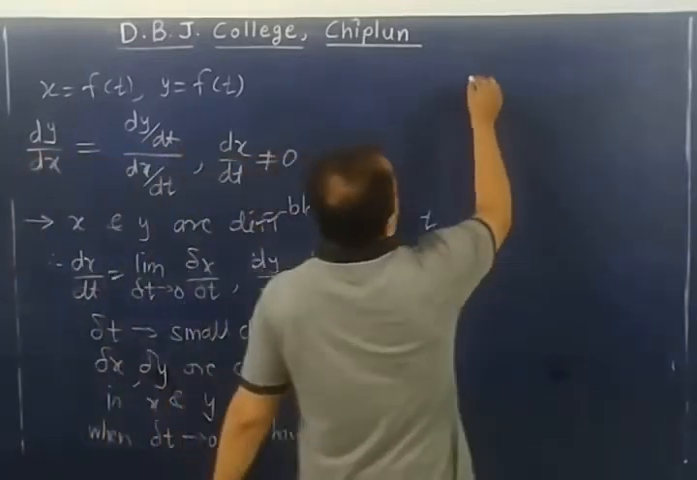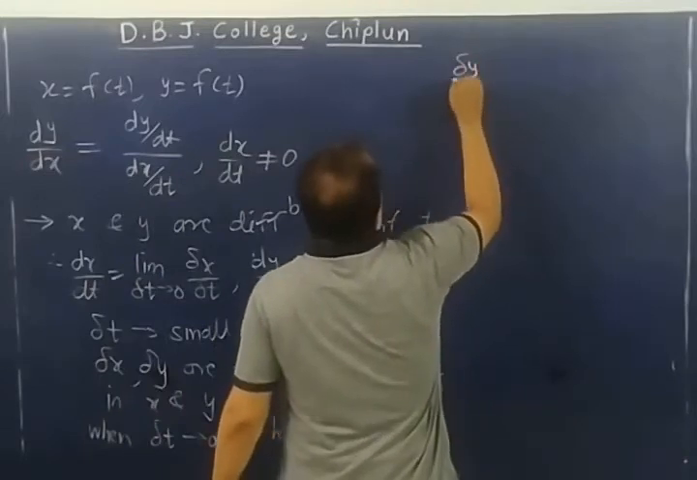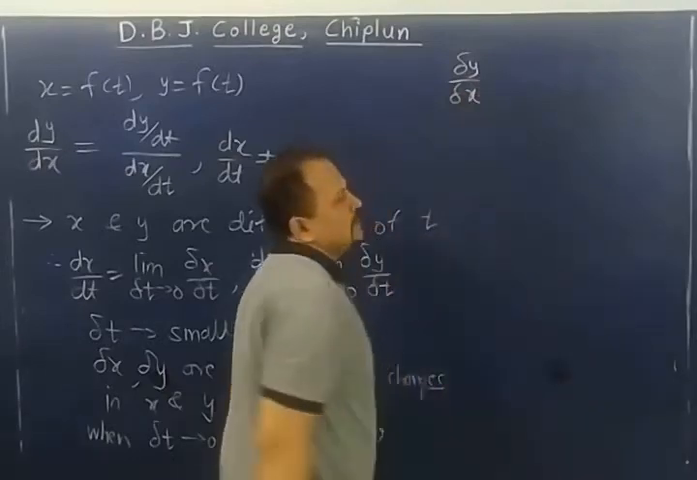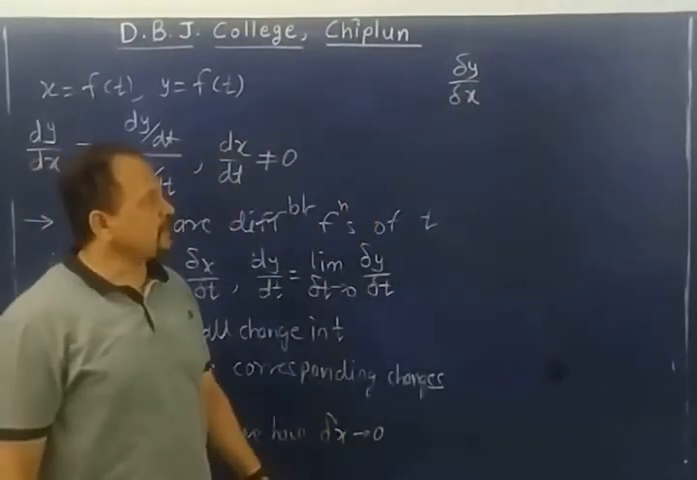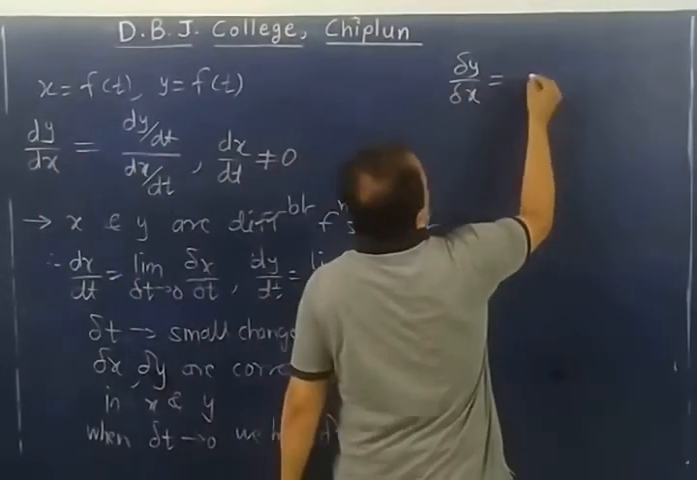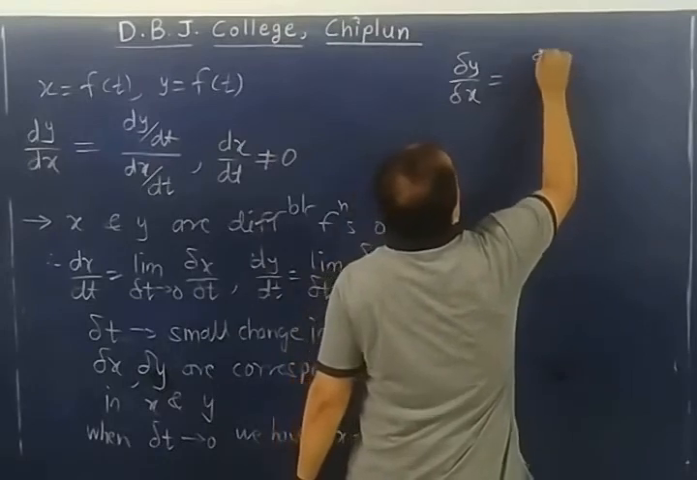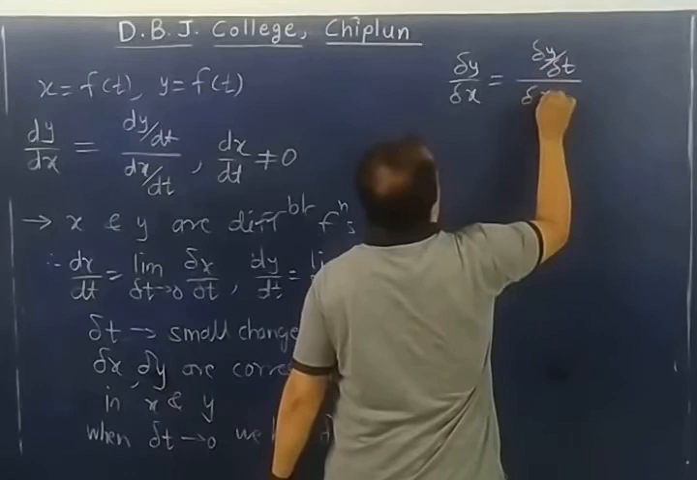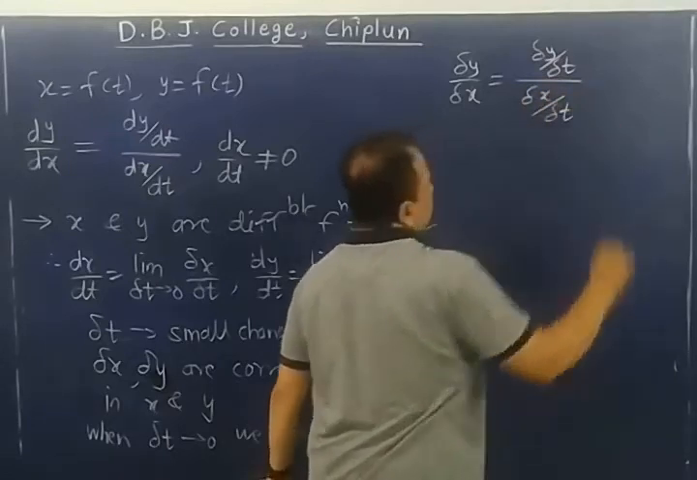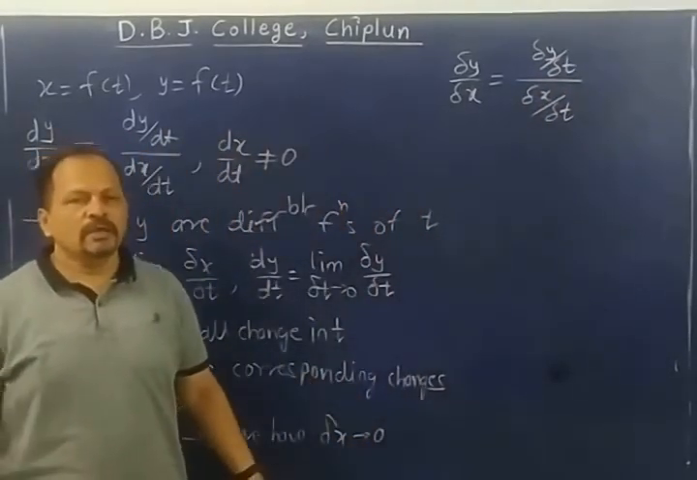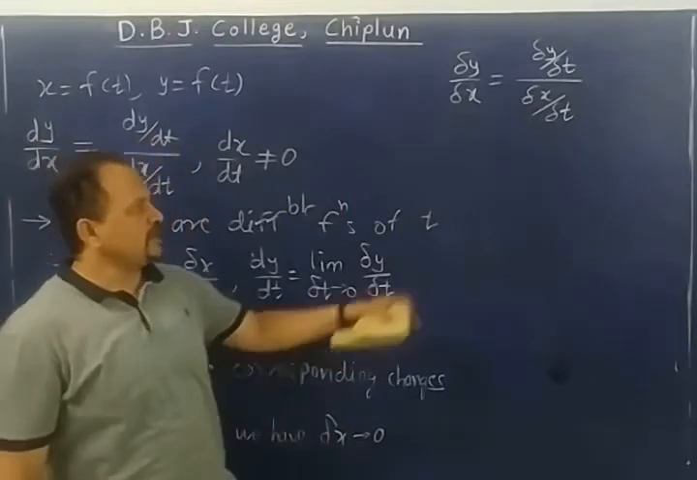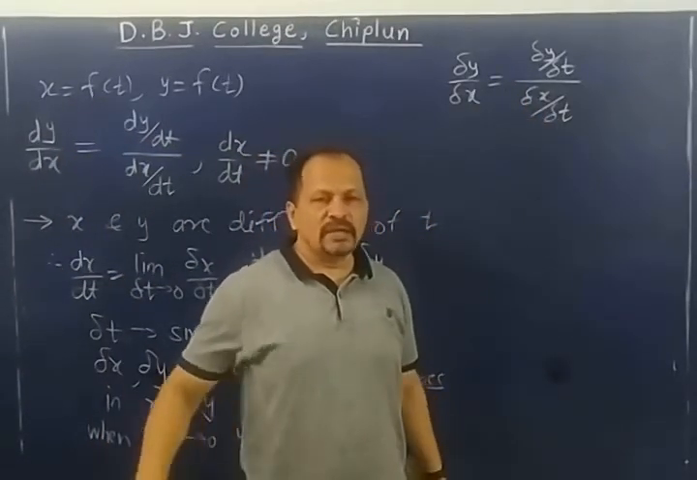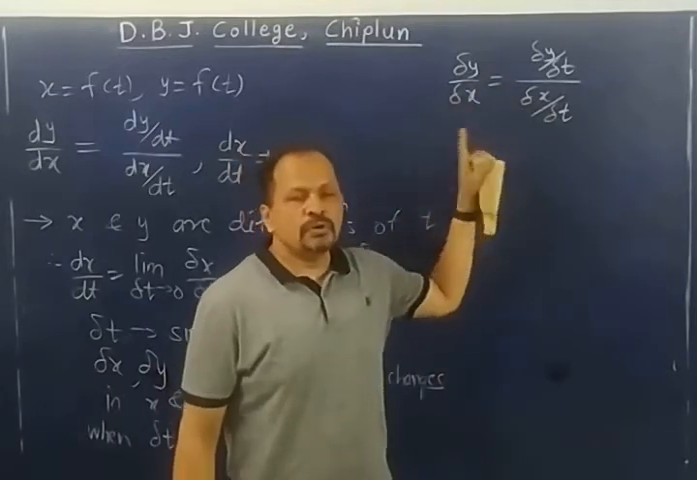Now consider delta y upon delta x. It is equal to delta y upon delta t divided by delta x upon delta t. Certainly, we have assumed that delta t and delta x are non-zero. Only in that case does this ratio exist.